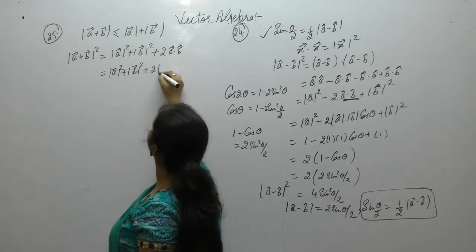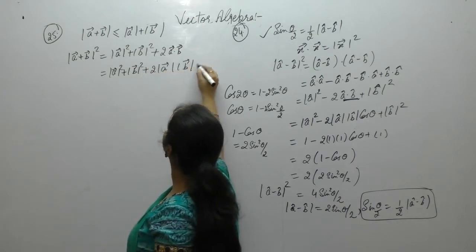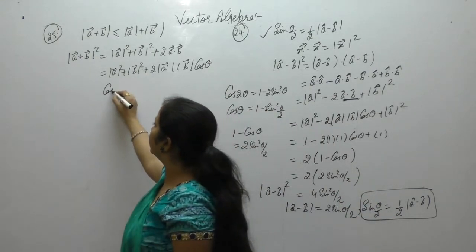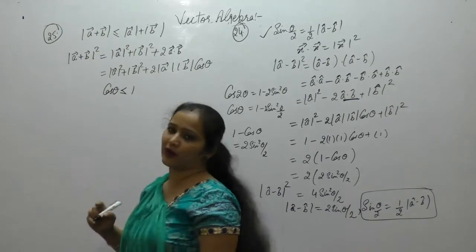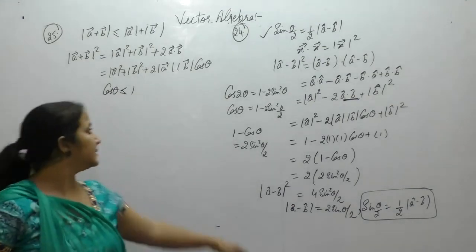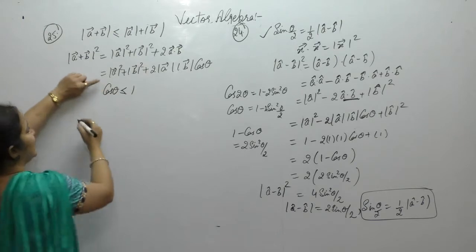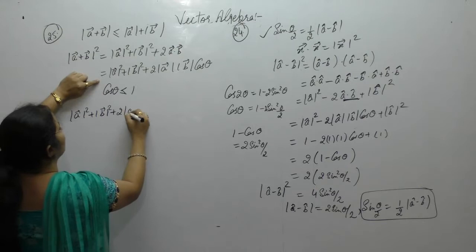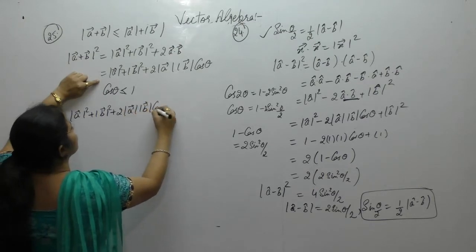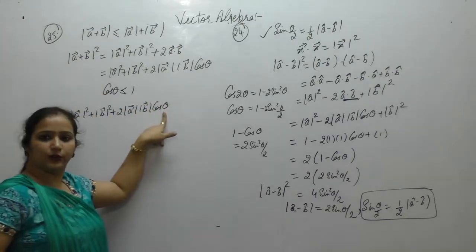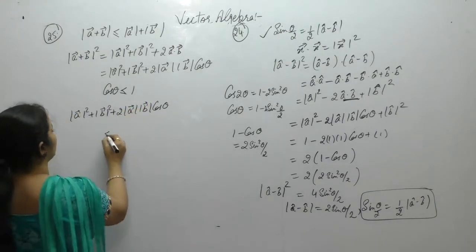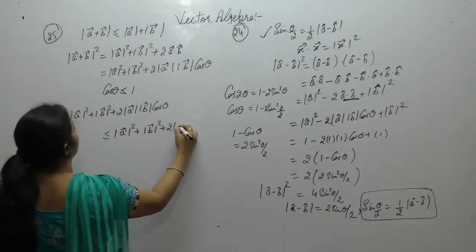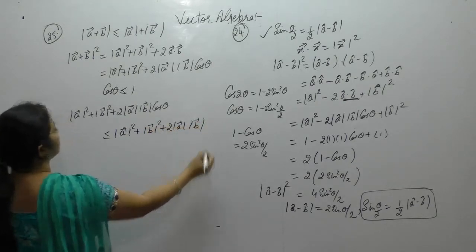Instead of a dot b, use the formula of dot product, that is equal to magnitude of a, magnitude of b, cos theta. We know that the value of cos theta is either equal to 1 or less than 1 for all angles. If this is less than 1, it means modulus of a squared plus b squared plus 2 modulus of a modulus of b cos theta. Instead of cos theta, if we put this value as less than or equal to 1, modulus of a squared plus b squared plus 2 modulus of a modulus of b.